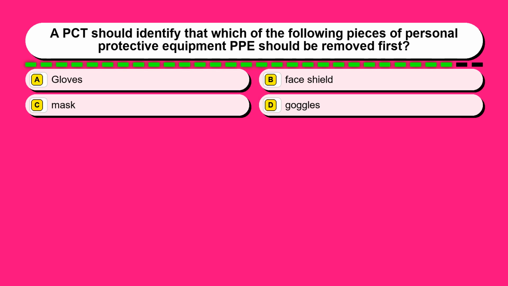Question 9. A PCT should identify that which of the following pieces of personal protective equipment, PPE, should be removed first? Option A, gloves. Option B, face shield. Option C, mask. Option D, goggles.